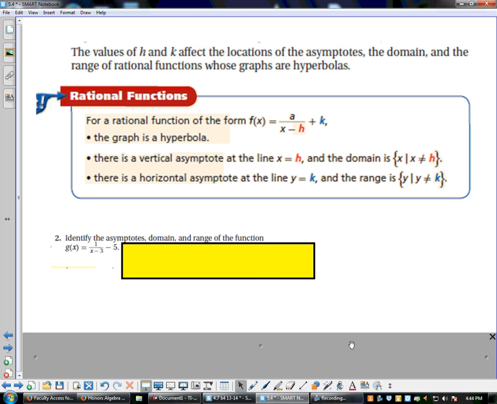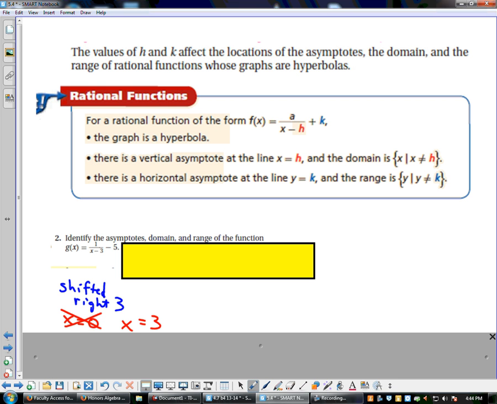So all y values except the k values. So let's take a look at this example. It says identify the asymptotes, the domain, and the range of the function. So please put this on your video notes. We would say, since we see an x minus 3 here, that it has been shifted right 3 units. Well, if the graph has been shifted to the right 3 units, our vertical asymptote, which was x equals 0, is now going to be at x equals 3.